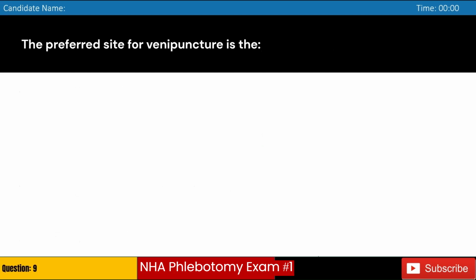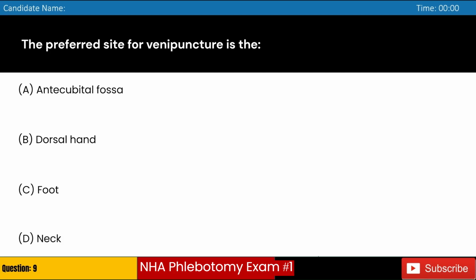The preferred site for venipuncture is the: A. Antecubital fossa. B. Dorsal hand. C. Foot. D. Neck. Answer A. The antecubital fossa of the upper extremities is the preferred site for venipuncture.